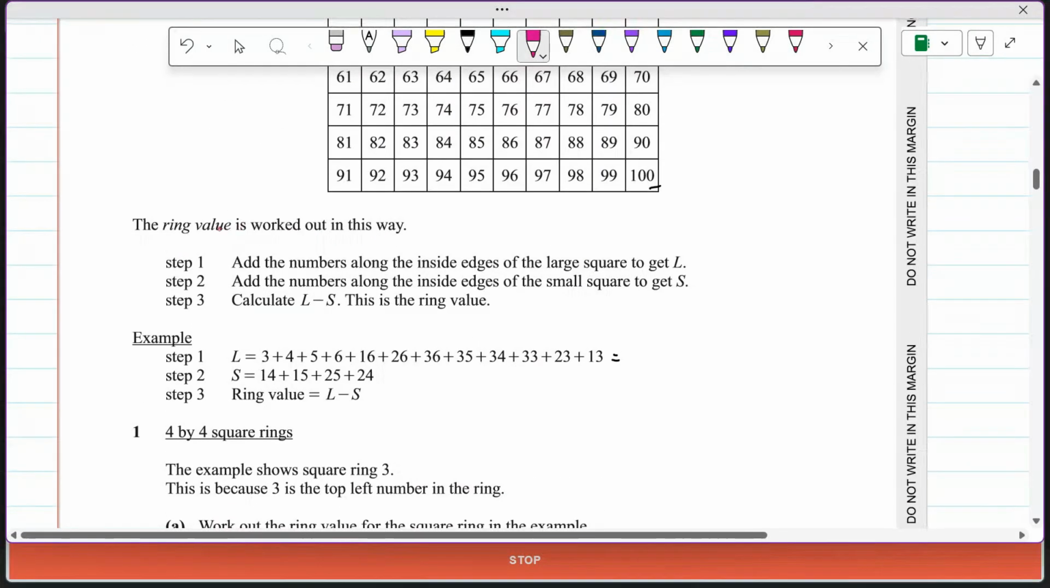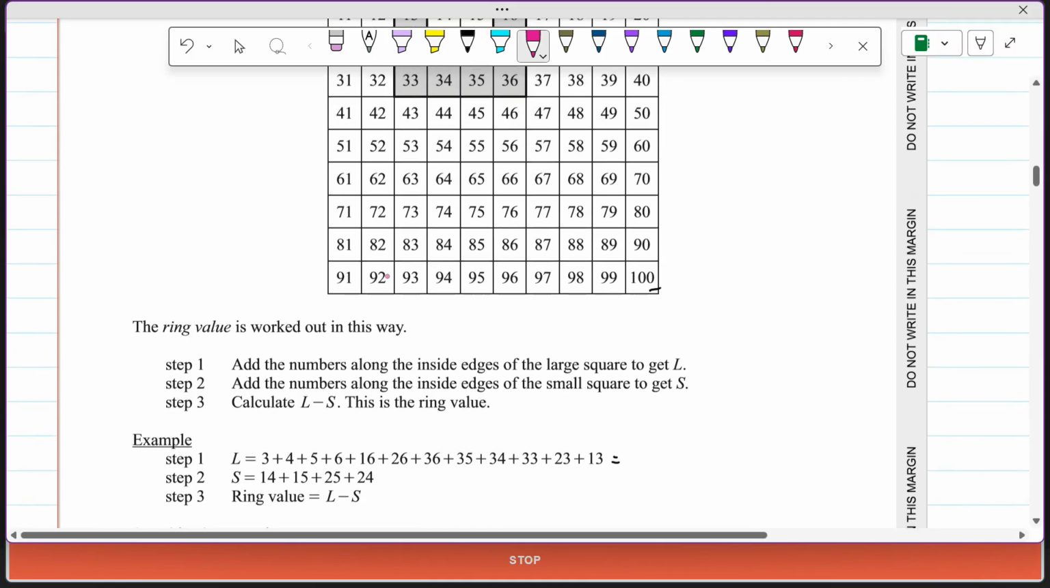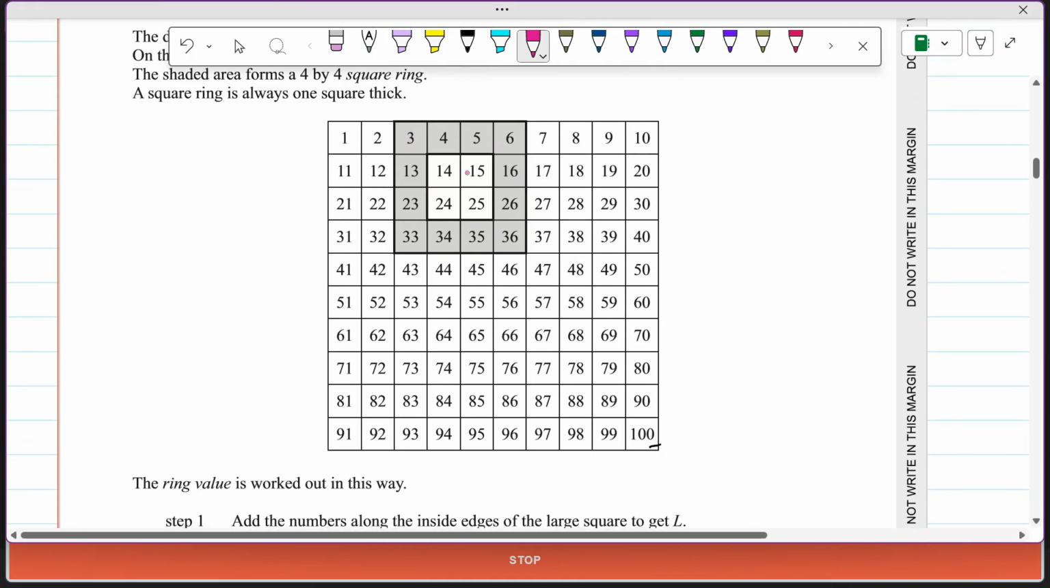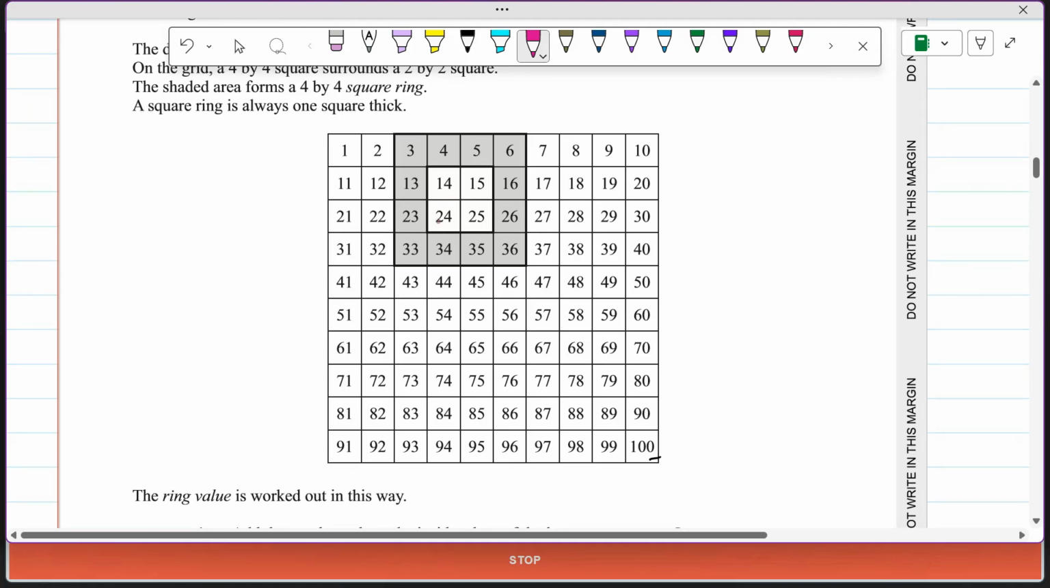There is a way to find the ring value. Step 1: add the numbers along the inside edges of the large square to get L. Step 2: add the numbers along the inside edges of the small square to get S. Step 3: calculate L minus S, that is the ring value. So we add the numbers in the large square to get L, and then subtract the sum of the numbers in the small square.